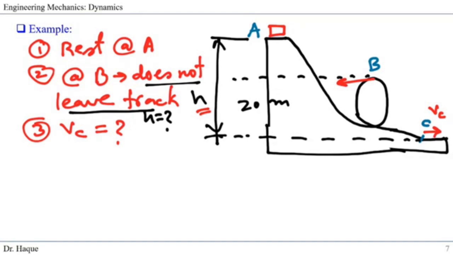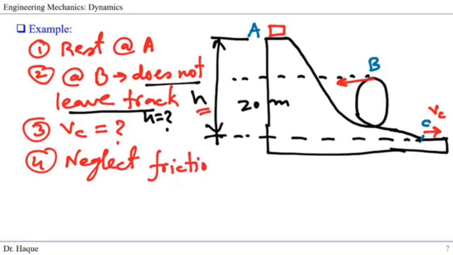The fourth point the problem says is to neglect friction. Also given is the radius of curvature at this point, which is 7.5. I would like you to pause here and think about the problem, go and rewatch the conditions we talked about in the previous slides, and see if you can approach this problem.